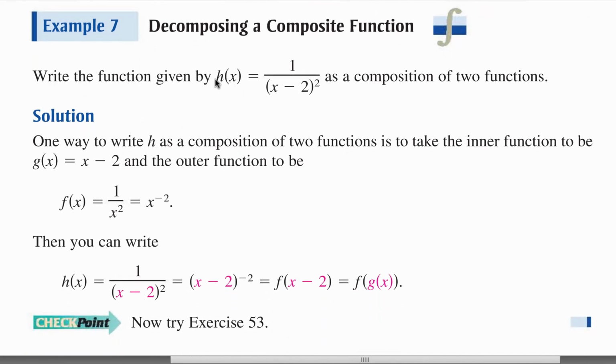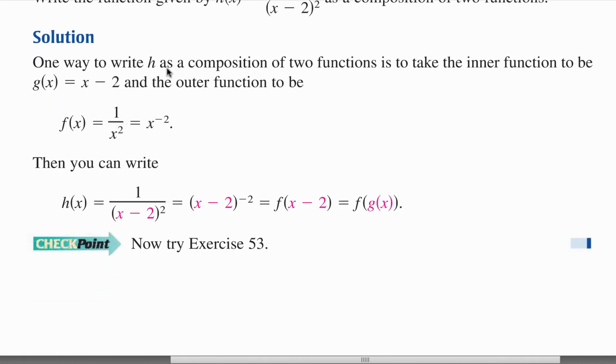Let's write the function h of x, 1 over x minus 2 quantity squared, as the composition of two functions. Solution. One way to write h as the composition of two functions is to take the inner function to be g of x equals x minus 2, and the outer function to be f of x equals 1 over x squared, which, remember from algebra, can be written as x to the negative 2 power.